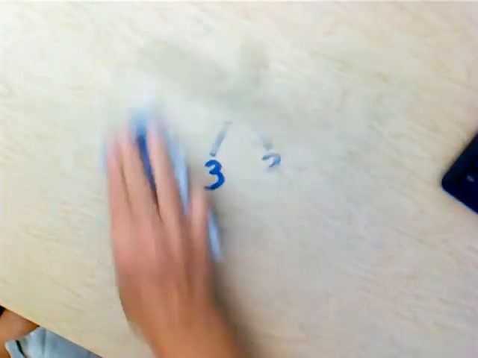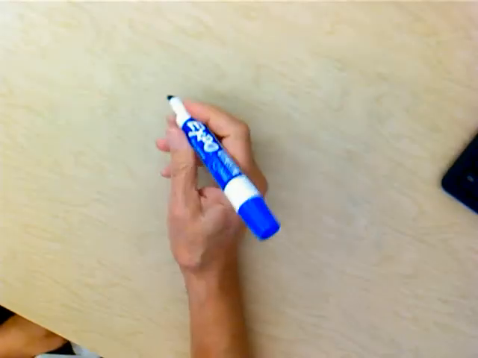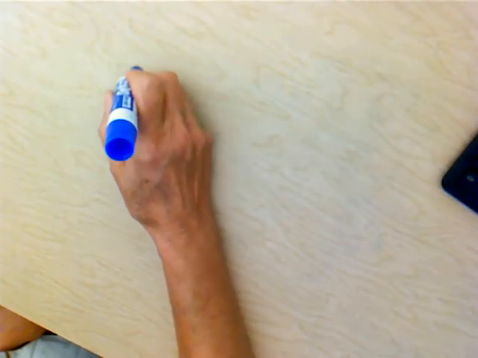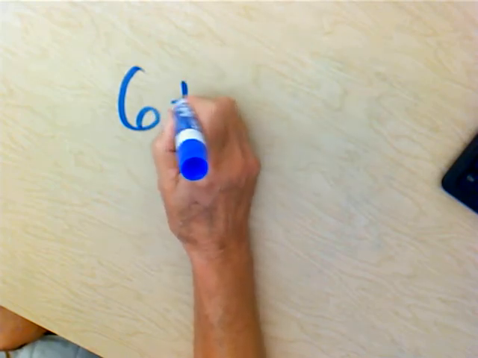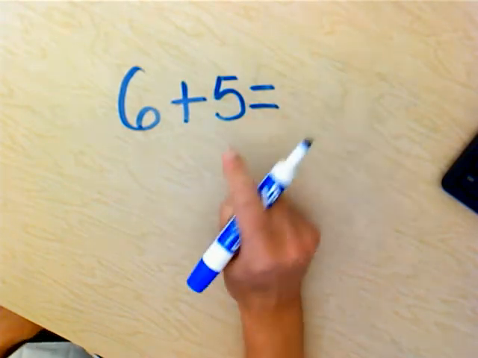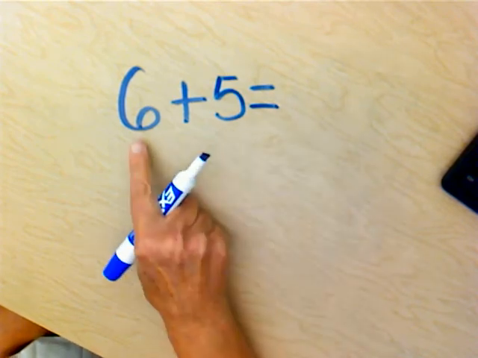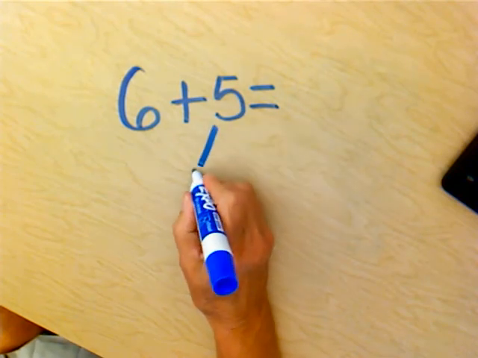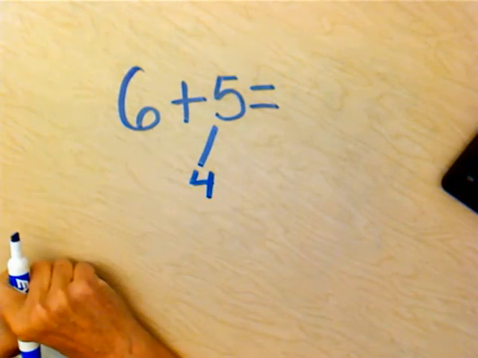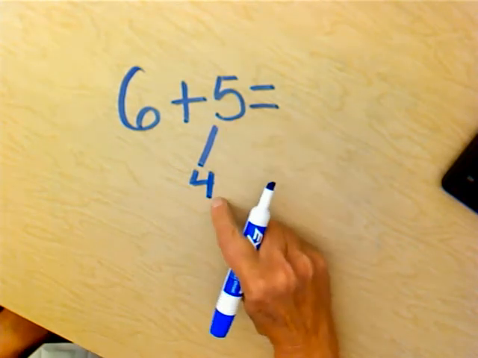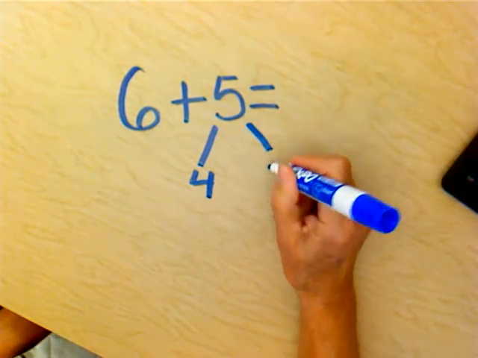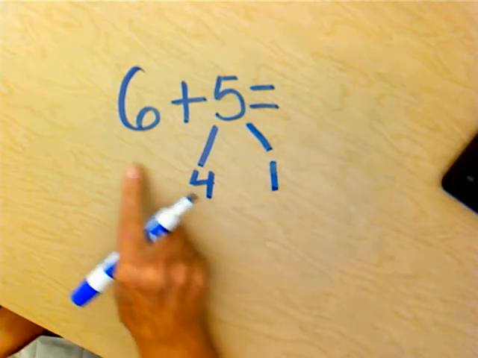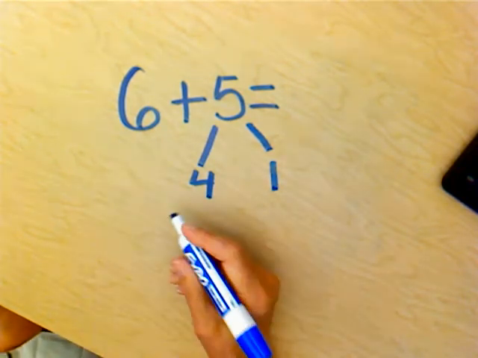Okay, let's try another one. Let's do 6 and 5. How much would it take to make a 10 out of that 6? Well, you're thinking, Miss Starr, if I added a 4 to that 6, I would end up with 10. Yes? So I've taken 4 out of the 5. That leaves me with 1. 4 plus 6 is 10.